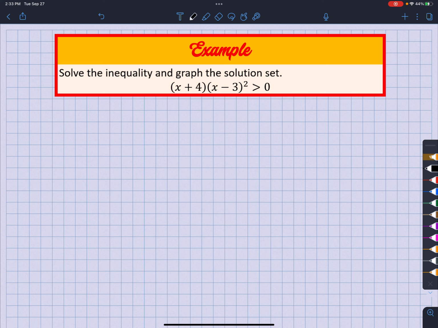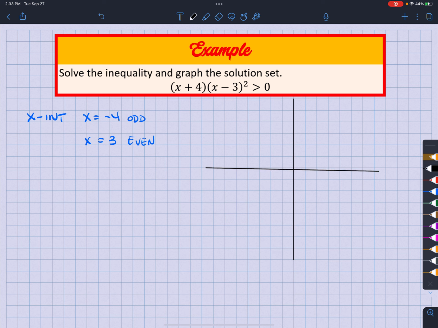All right, so what do I know here? I know that my x-intercepts are at x equals -4 and x equals 3. I know this is even, but does it help? And this is odd. Let's see if it helps. I have no idea. Let's just throw it out there and see what happens.